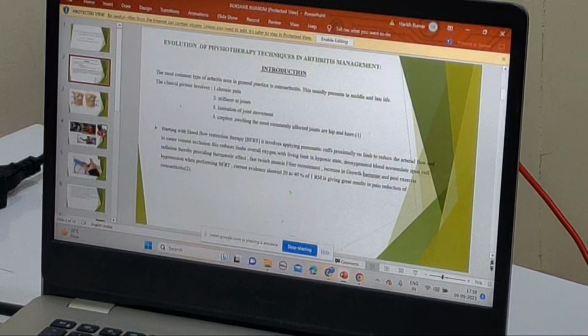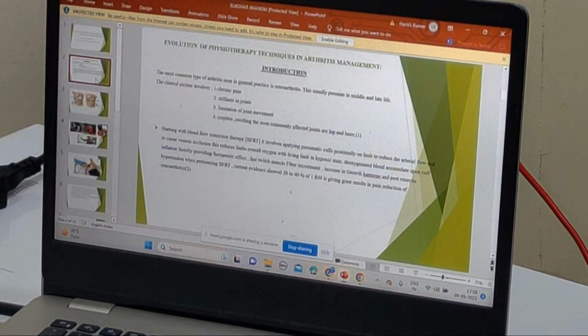First, I would like to start with blood flow restriction therapy. It involves applying pneumatic cuffs proximally on the limb to reduce the arterial flow and cause venous occlusion. This leaves the limb in a hypoxic state, meaning the limb will be lacking oxygen. The deoxygenated blood will accumulate upon cuff inflation, thereby providing a therapeutic effect. Fast twitch muscle fiber recruitment will also occur, and there will be increased growth hormone.